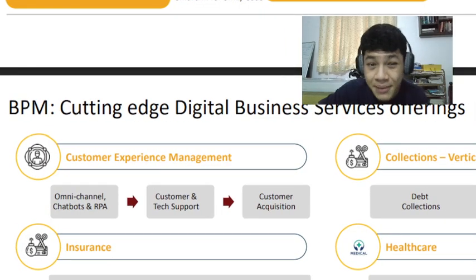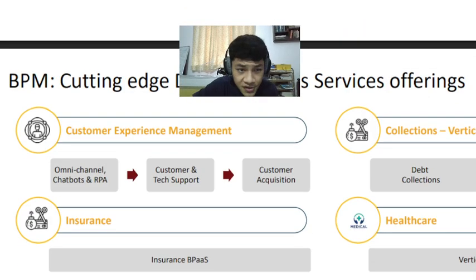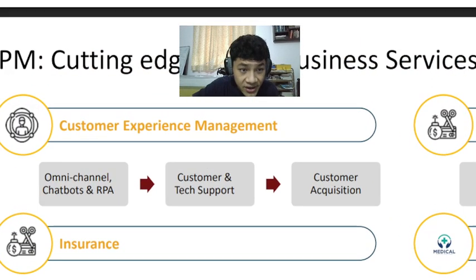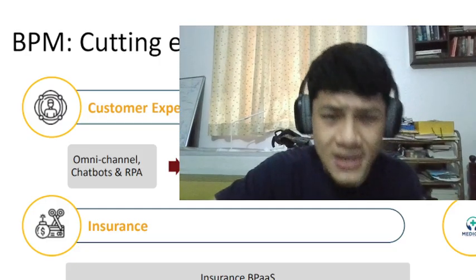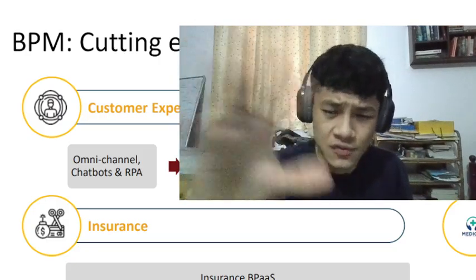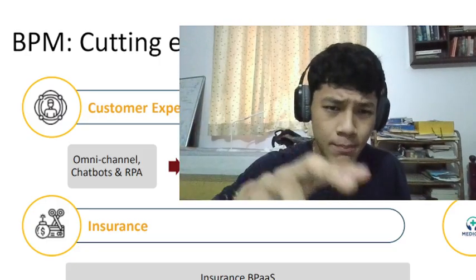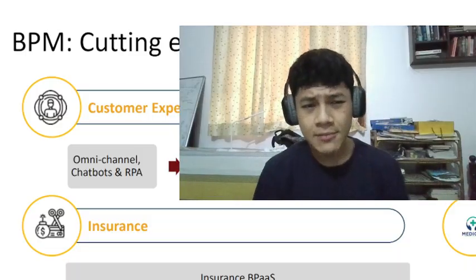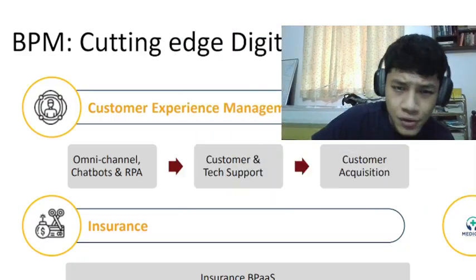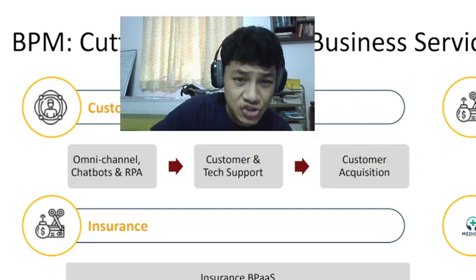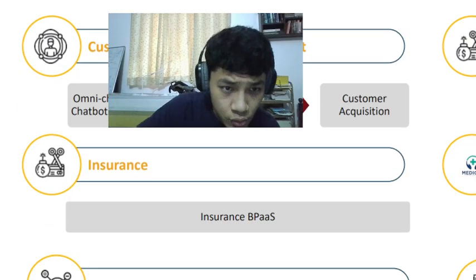Then BPM, business process management. This was the customer support, customer experience management. Here they provide chatbots. RPA is robotic process automation. Basically, some tasks which were performed manually earlier but are very repeatable can be automated through the use of robots. Chatbots help in customer acquisition, customer and tech support.